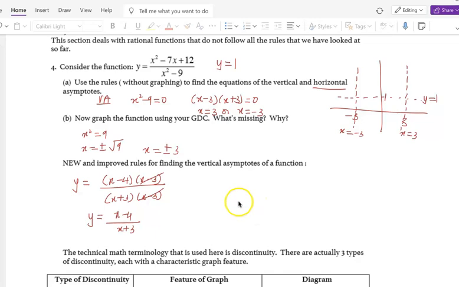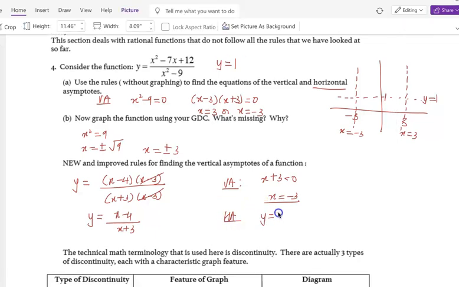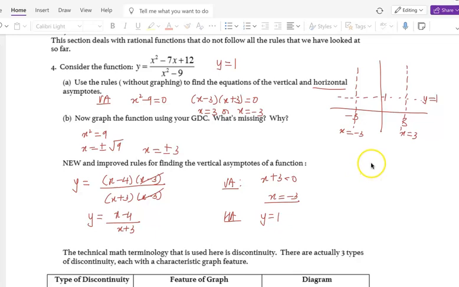Now what's your vertical asymptote? x plus 3 is equal to 0, so x is equal to minus 3. So now you'll see only x is equal to minus 3 is the vertical asymptote. Your horizontal asymptote is y is equal to 1. So you will have your vertical asymptote at x is equal to minus 3, your horizontal asymptote at y is equal to 1, and you have your graph.